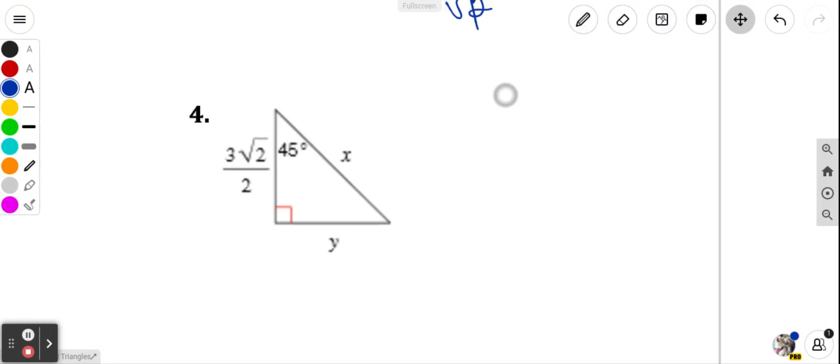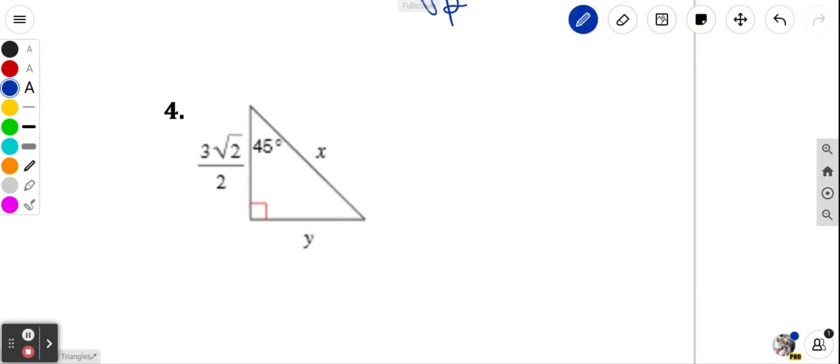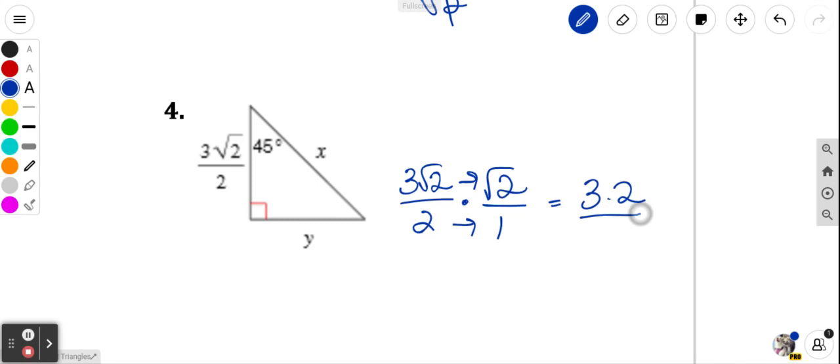Number 4. This time I'm given a leg to hypotenuse. You multiply by radical 2. So I have 3 radical 2 over 2, and I'm multiplying by radical 2, and it's over 1. It's not radical 2 over radical 2. I'm not rationalizing here. I'm just multiplying by a plain radical 2. And so now we're going to multiply the top, multiply the bottom. So 3 radical 2 times radical 2. Radical 2 times radical 2 is just 2. So that's really 3 times 2 over 2. And so that's 6 over 2, which is 3. So that would be the hypotenuse is 3.